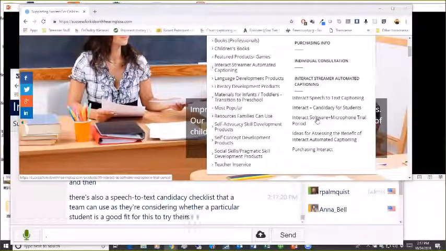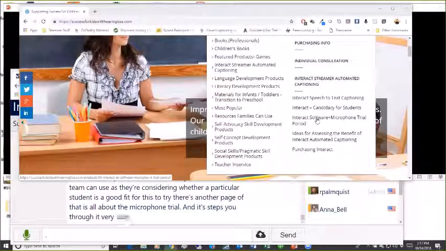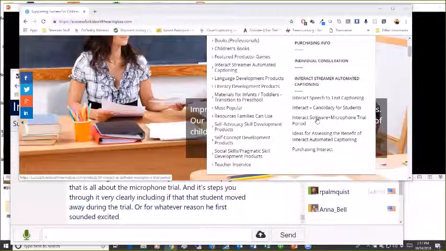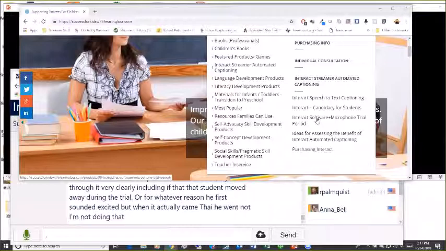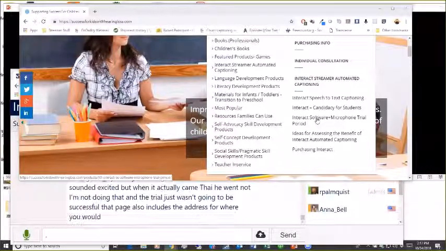There's another page that is all about the microphone trial period, and it steps you through it very clearly, including if that student moved away during the trial period, or for whatever reason he first sounded excited, but when it actually came time he went, no, I'm not doing that, and the trial just wasn't going to be successful. That page also includes the address for where you would return that microphone.